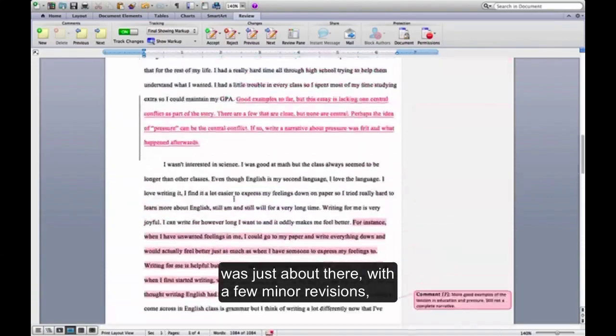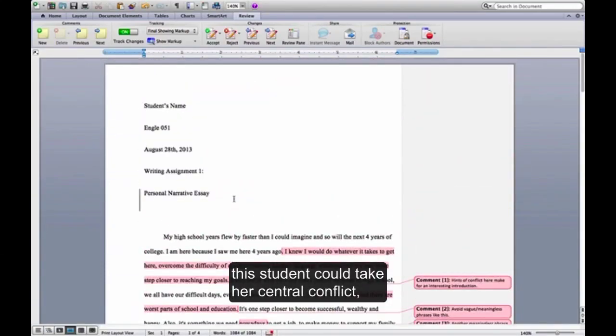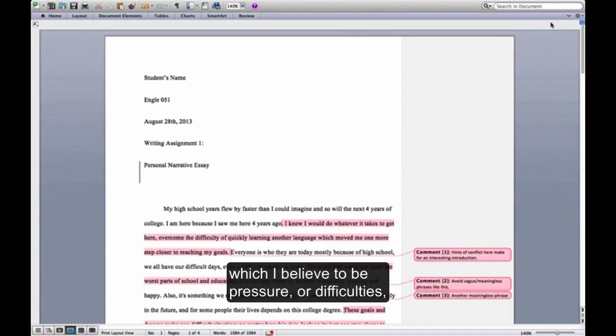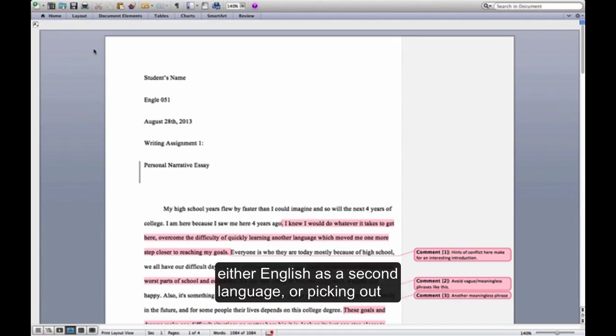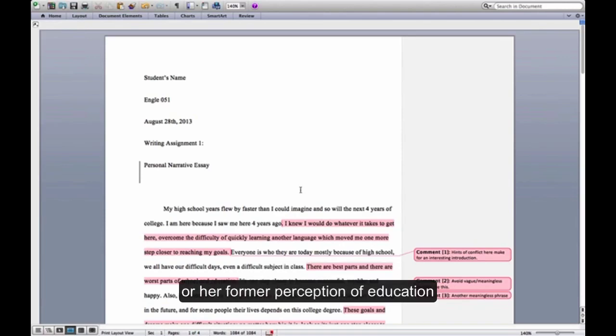With a few minor revisions, this student could take her central conflict, which I believe to be pressure or difficulties, and weave a narrative around that, either English as a second language or picking out a different career than her parents wanted her, and use that narrative to show the difference between her former self and her current self, or her former perception of education and her current perception of education.